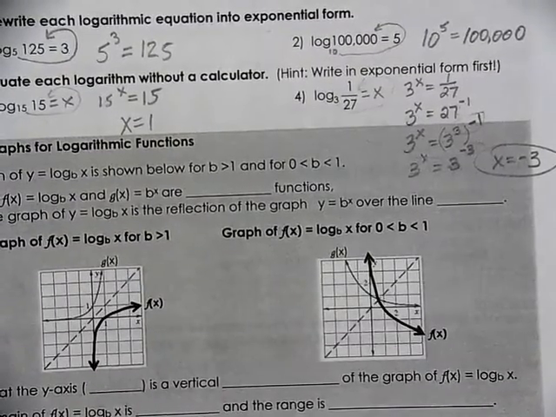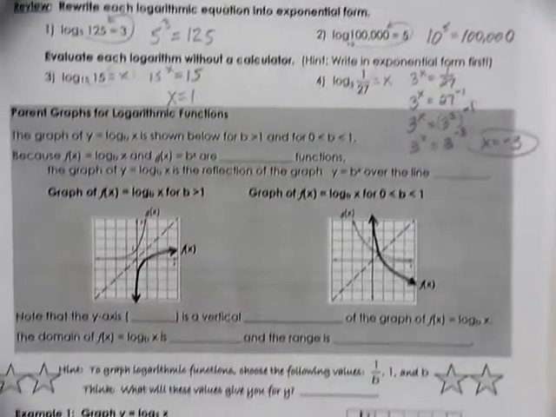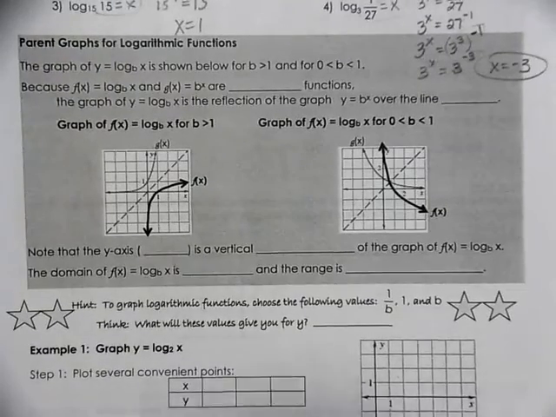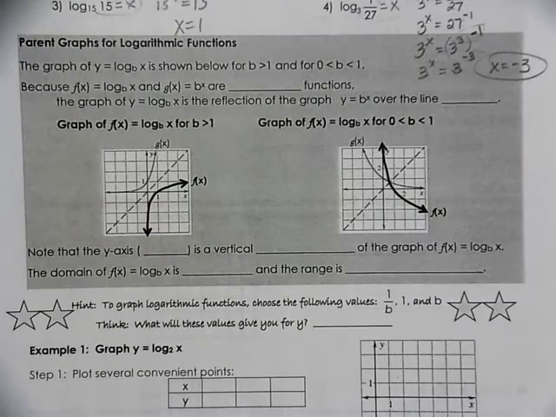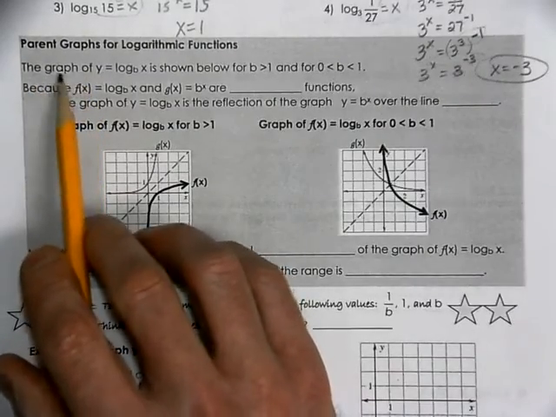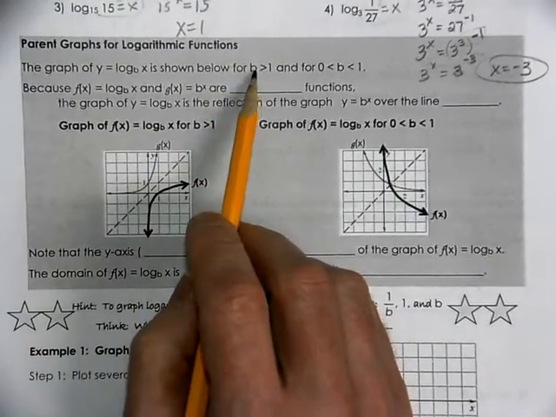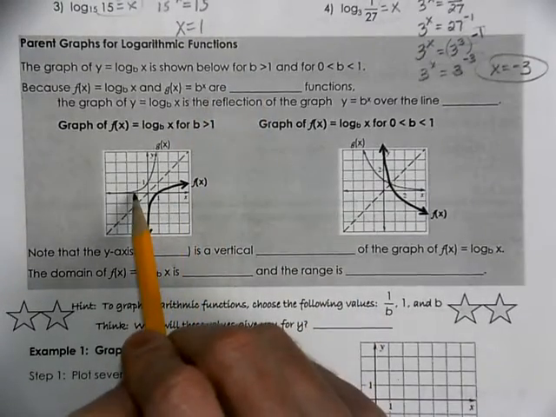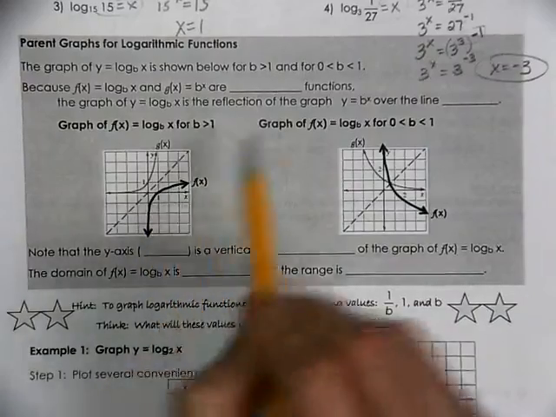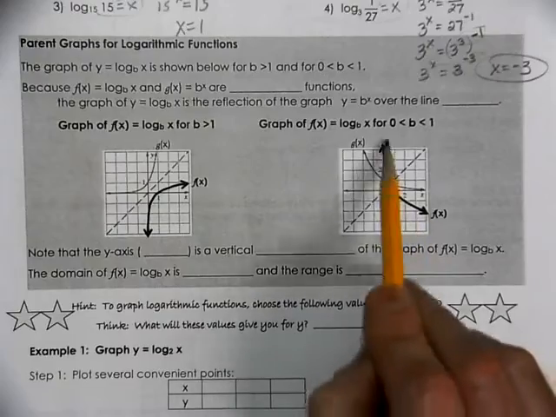Now we're going to talk about graphing logarithms. Since we've graphed all the different types of functions up to this point, this is going to be having very much the same idea. The graph of a logarithm that is shown here is where b is greater than 1. And we also have where b is between 1 and 0.